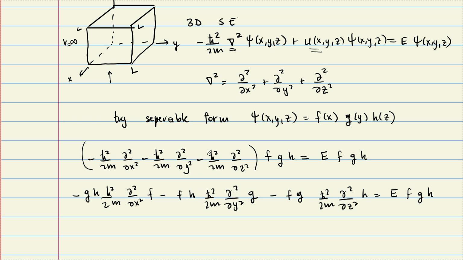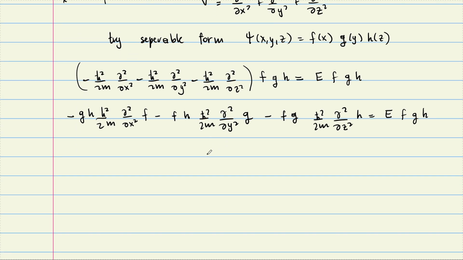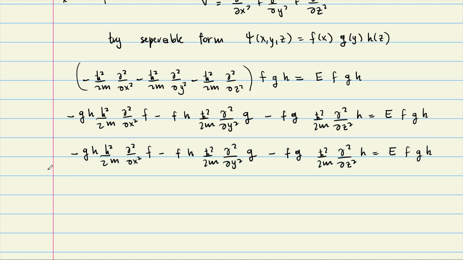Now I want to divide this entire equation by the product of F, G, and H. So I'll divide by F, G, H. If I do that, on this term, G and H will cancel, and there will be just 1 over F. Here, F and H will cancel, and there will be only 1 over G left. Here, F and G will cancel, and there will be only 1 over H left. And there's no F, G, H here. Now, it was earlier an assumption, and now it seems like the assumption is working.